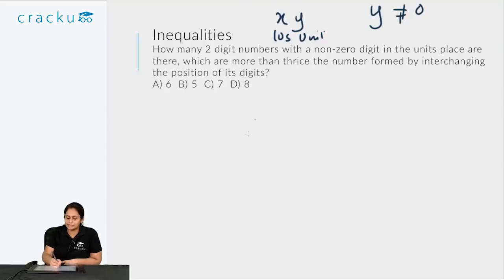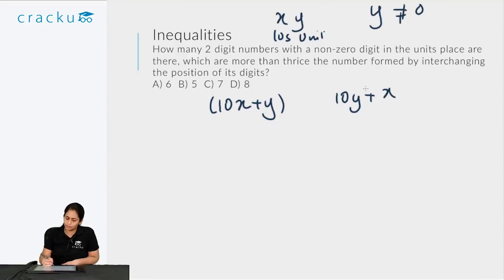So how can I write this xy as? The value of xy is essentially 10x plus y. So this is the first number. And what is the second number? The second number formed by switching the digits is 10y plus x. And I know that y is non-zero, so this will be a 2-digit number.